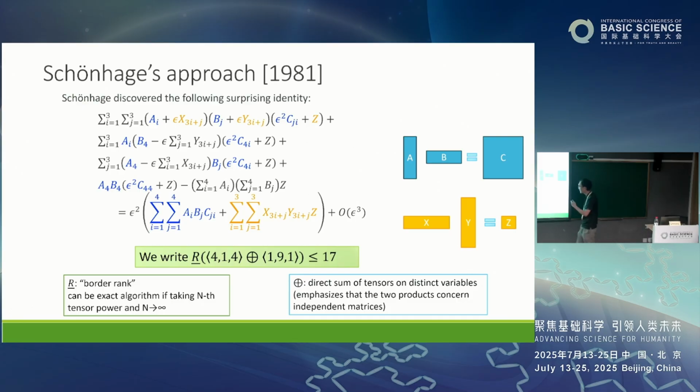So in this case, we write like this: the border rank of tensor 414, and this is a direct sum of the rank of 191. The border rank of this direct sum is less than or equal to 17. Direct sum means that the tensors are on distinct variables, to emphasize that the two products concern independent matrices.